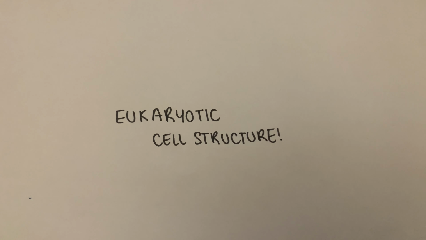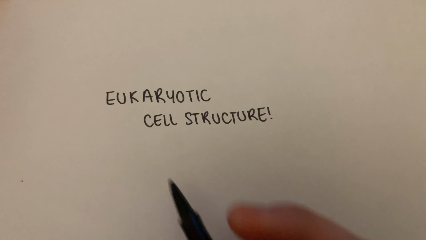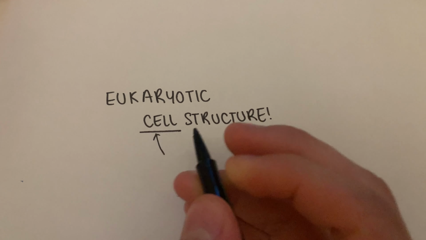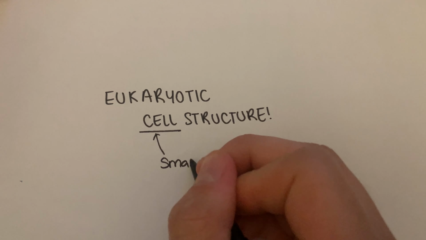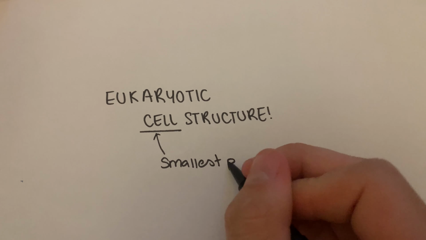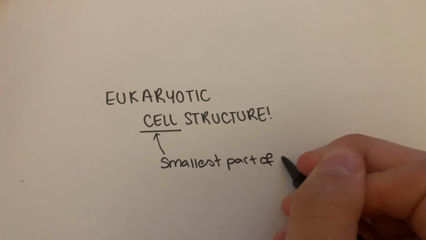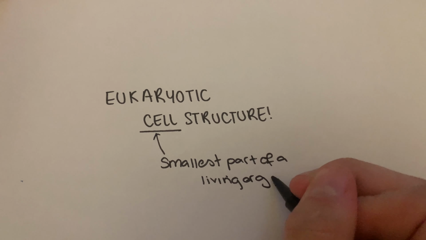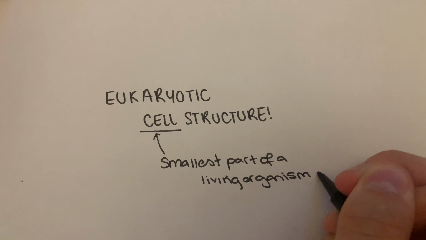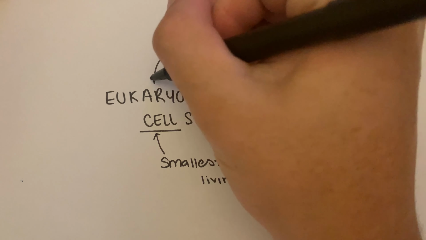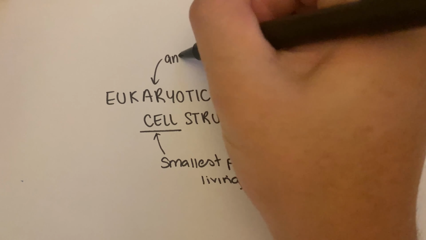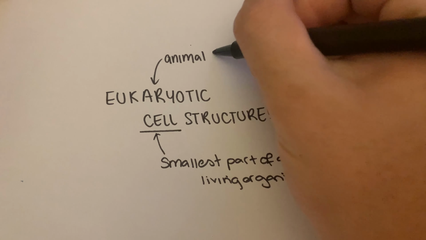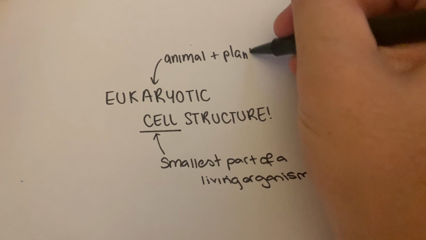My name is Tyler and today we're going to be going over eukaryotic cell structure. So a cell is the smallest part of a living organism. They are the building blocks to life. And then eukaryotic refers to animal and plant cells.